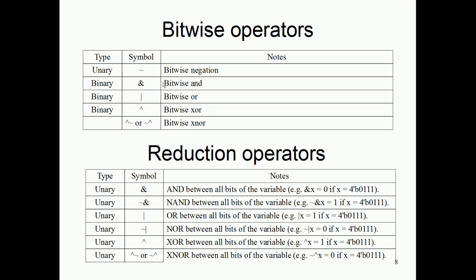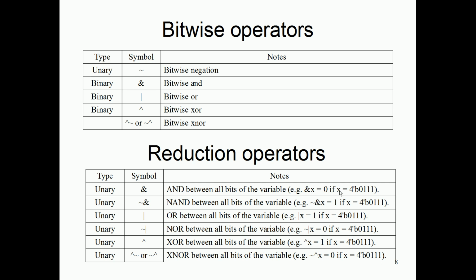Now we have bitwise operations, which you are probably familiar with from project one: negation, AND, OR, XOR, NOR, XNOR. And we have one special operation called the reduction operation. Let's say I apply AND to a variable x. What does it mean? That will return a single-bit value, 0 or 1, or z or x, depending on what the value of the x variable is.